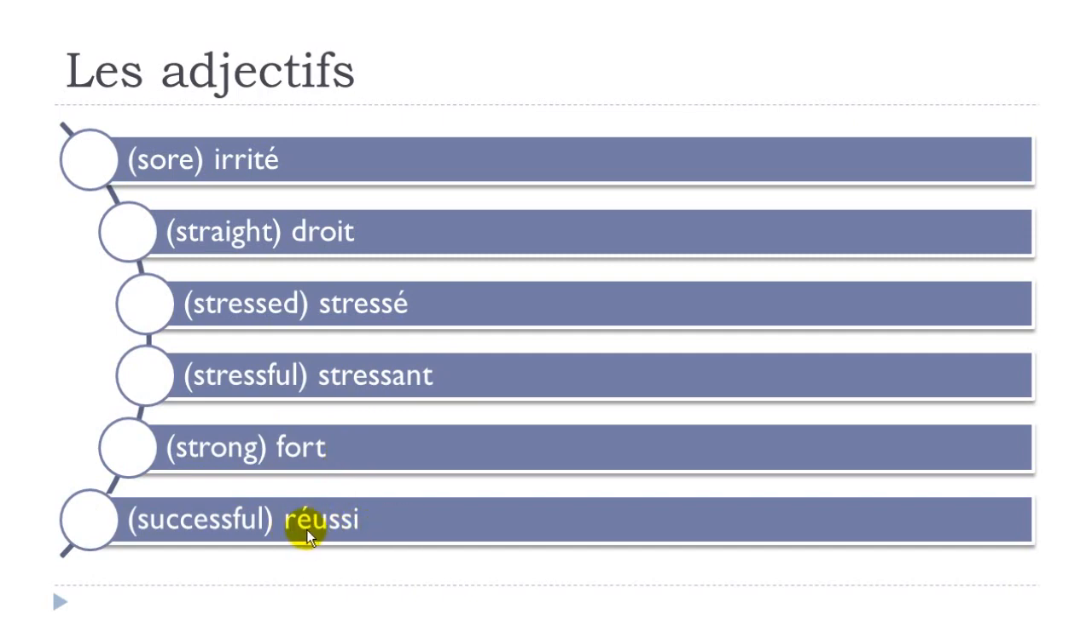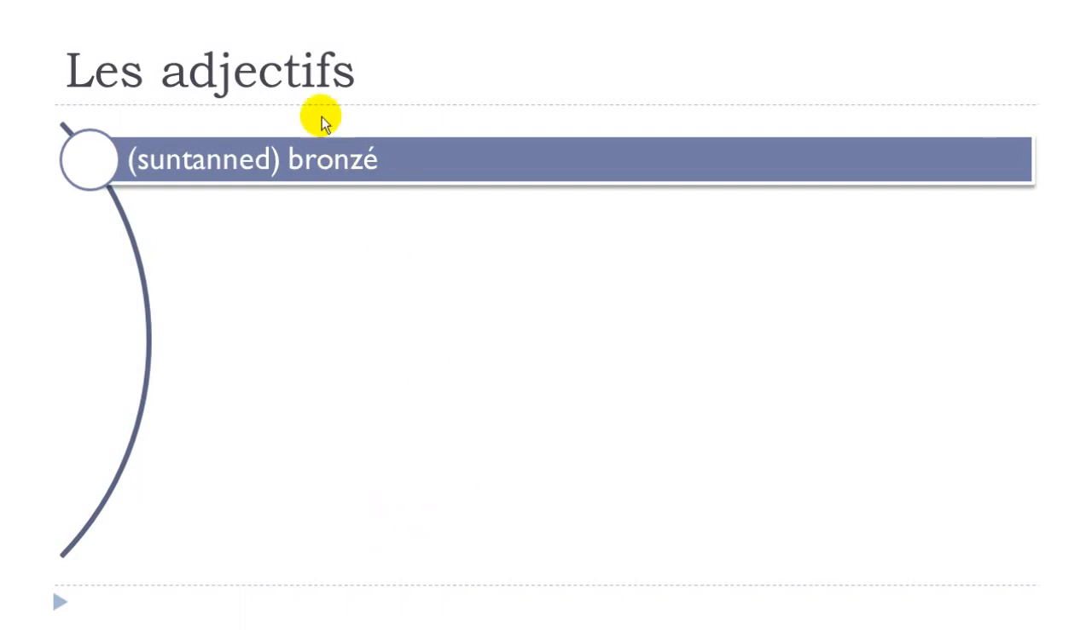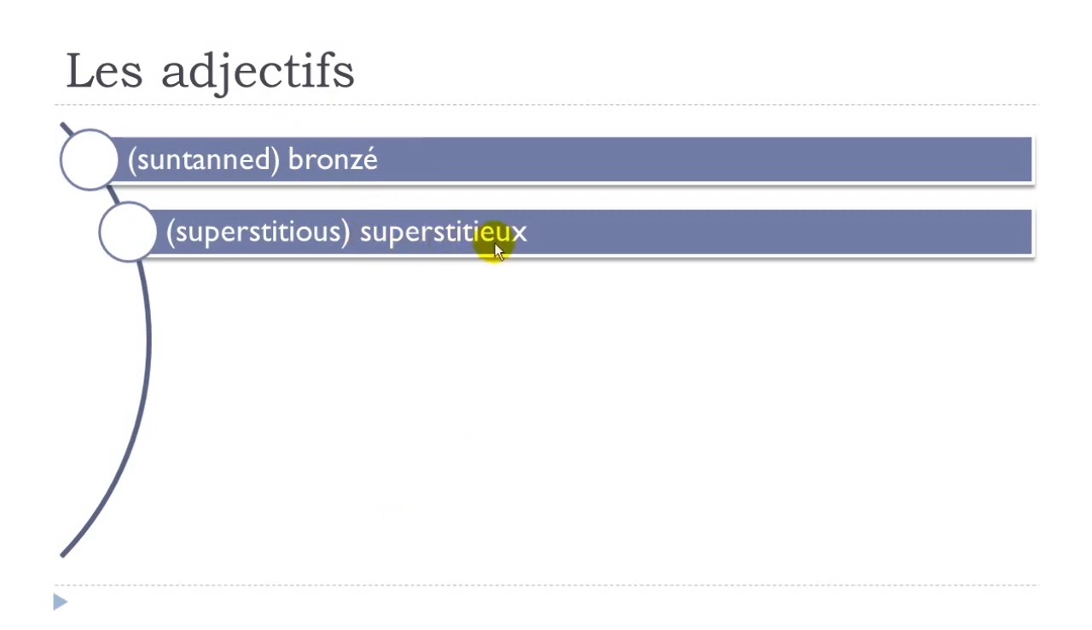Réussi. Okay, réussi. Réussi. Bronzé. So O-N, on, and then Z. It's really pronounced like Z. Bronzé. Bronzé. Superstitieux. Okay, so final X not pronounced. Superstitieux. Okay, remember when we get this T after E and then E here. S. Superstitieux. Superstitieux.